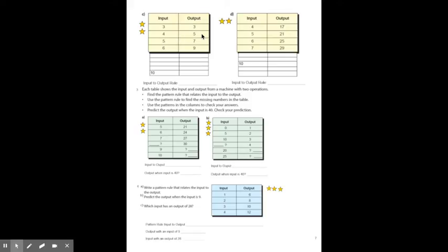Now I'm not going to do C and D just because it would just show the same thing. Right? I've gone through 2 of them already.